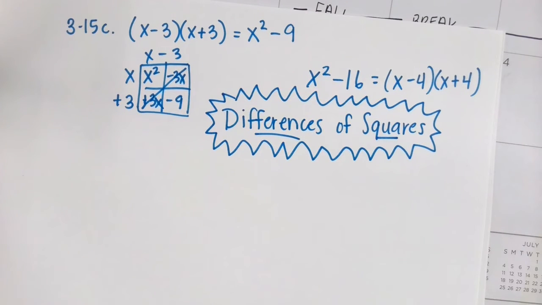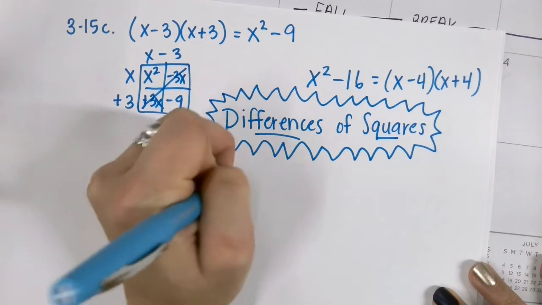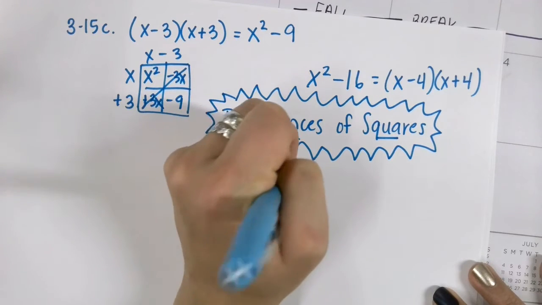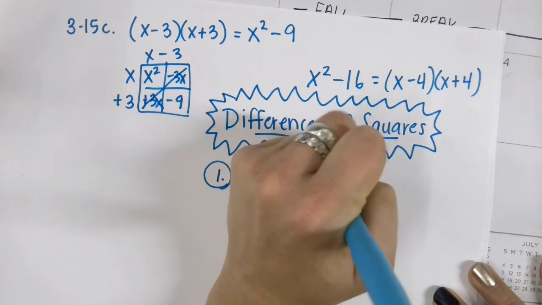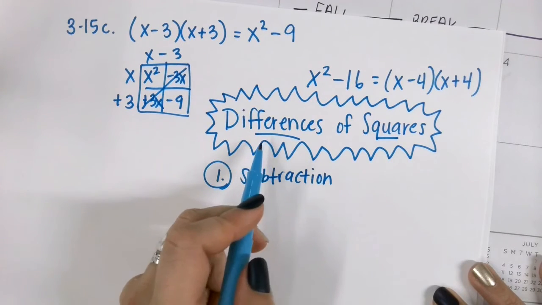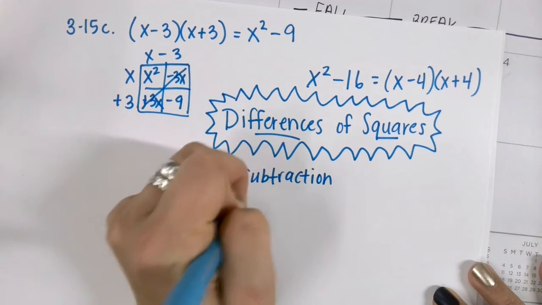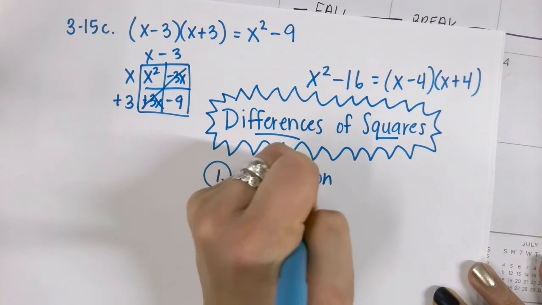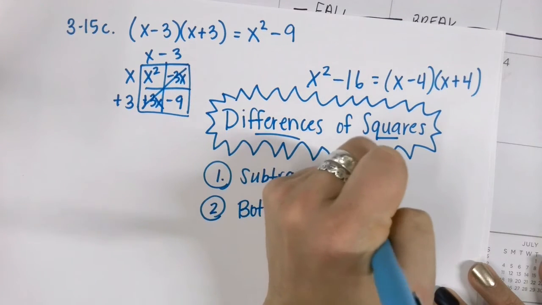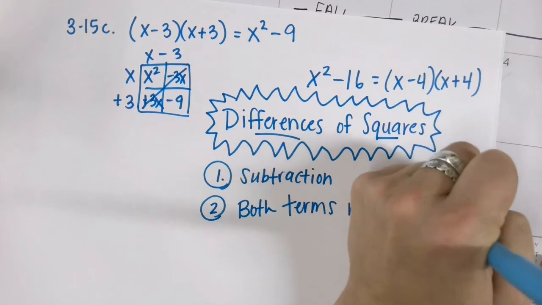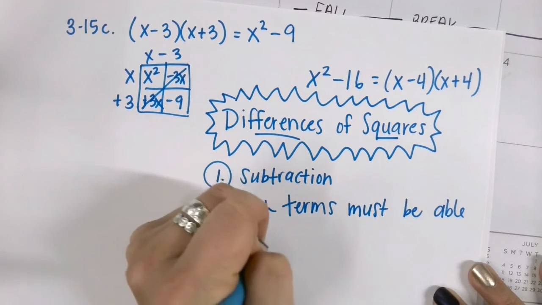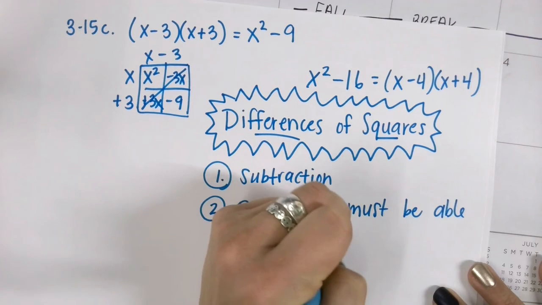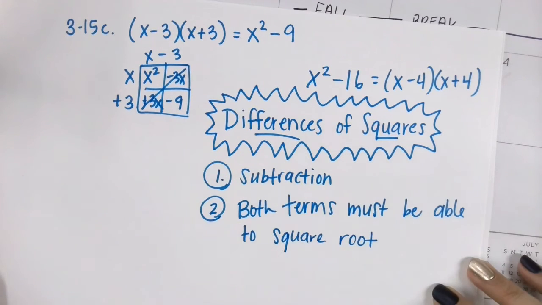Important, okay? Differences of squares are easy to factor because if we have the differences of squares, we can quickly write their two binomials. So key things: there must be subtraction, hence why it's called differences. And both terms must be able to square root.